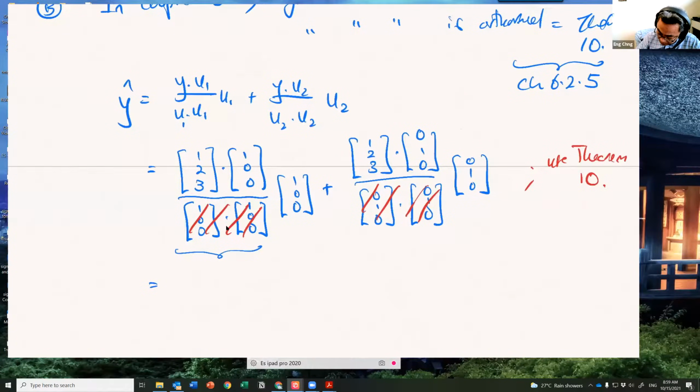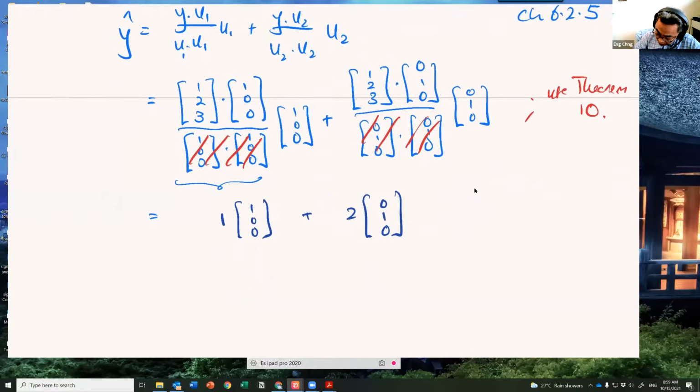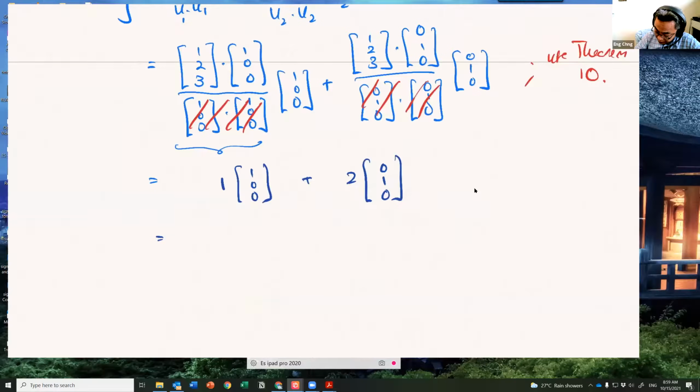All right, so let's continue with our brute force. 1, 2, 3 dotting with 1, 0, 0 is 1 multiplied by 1, 0, 0, plus 1, 2, 3 dotting with 0, 1, 0, which is 2 multiplied by 0, 1, 0. So what do I get? It is obvious, of course, this is 1, 0, 0 plus 0, 2, 0. And then the answer is 1, 2, 0 as expected.